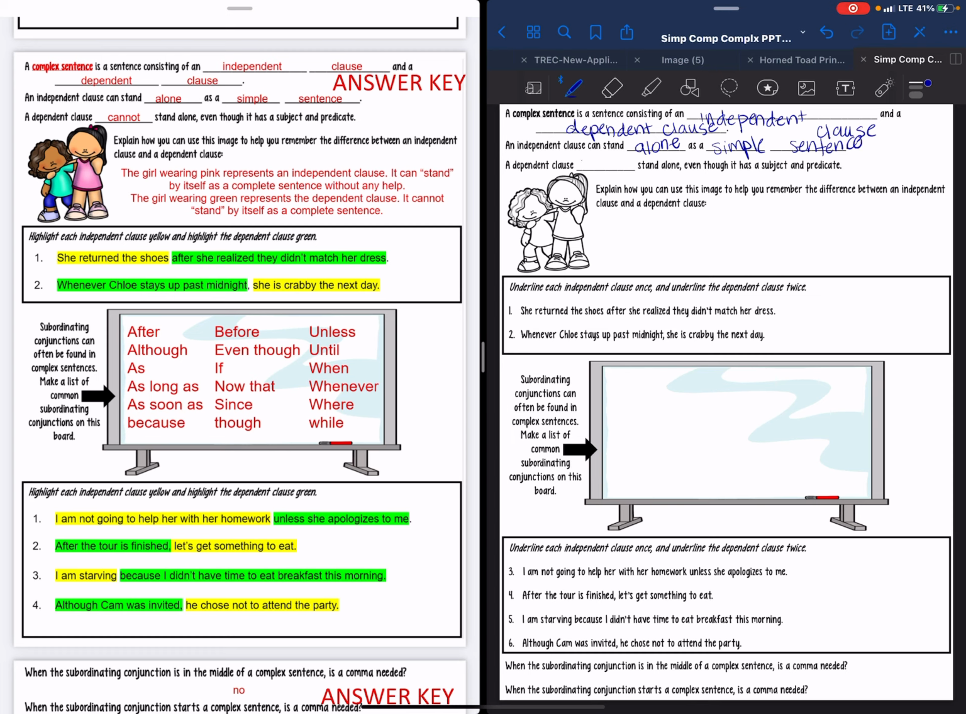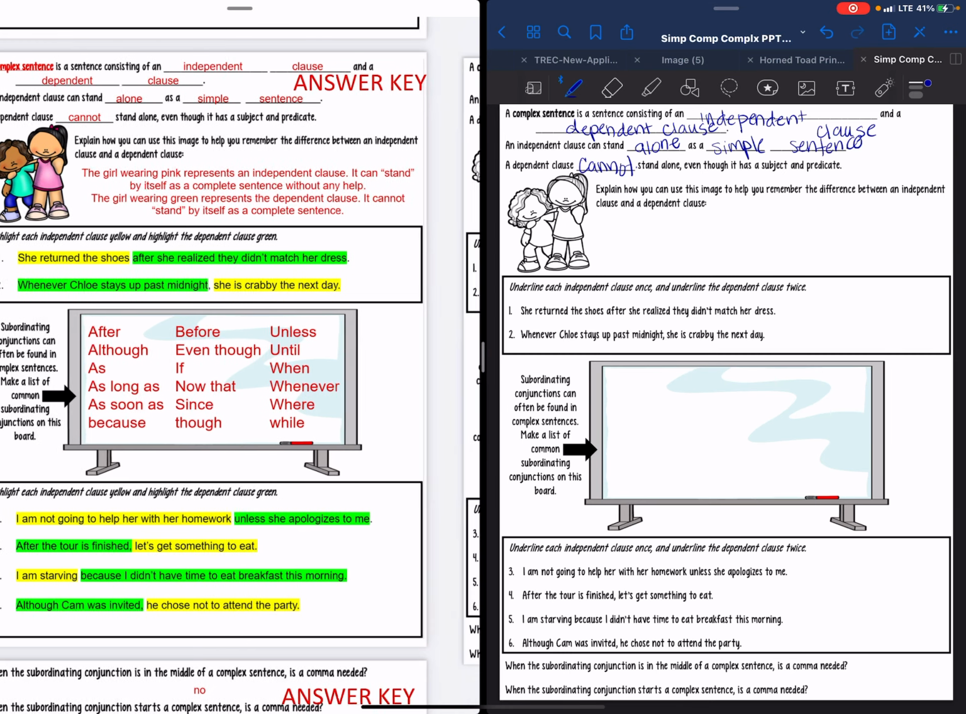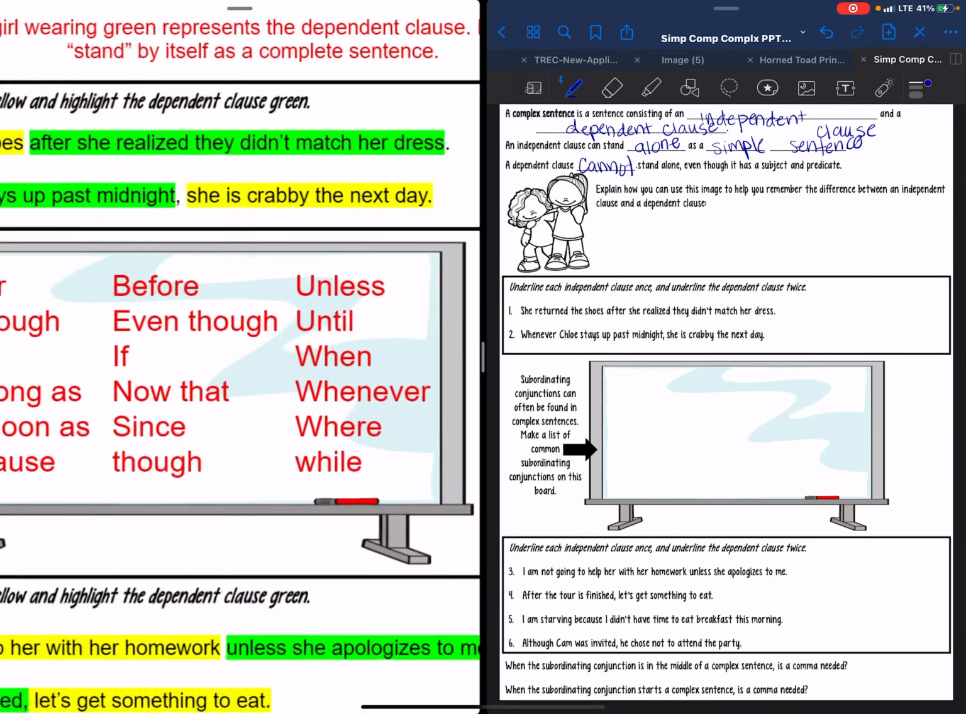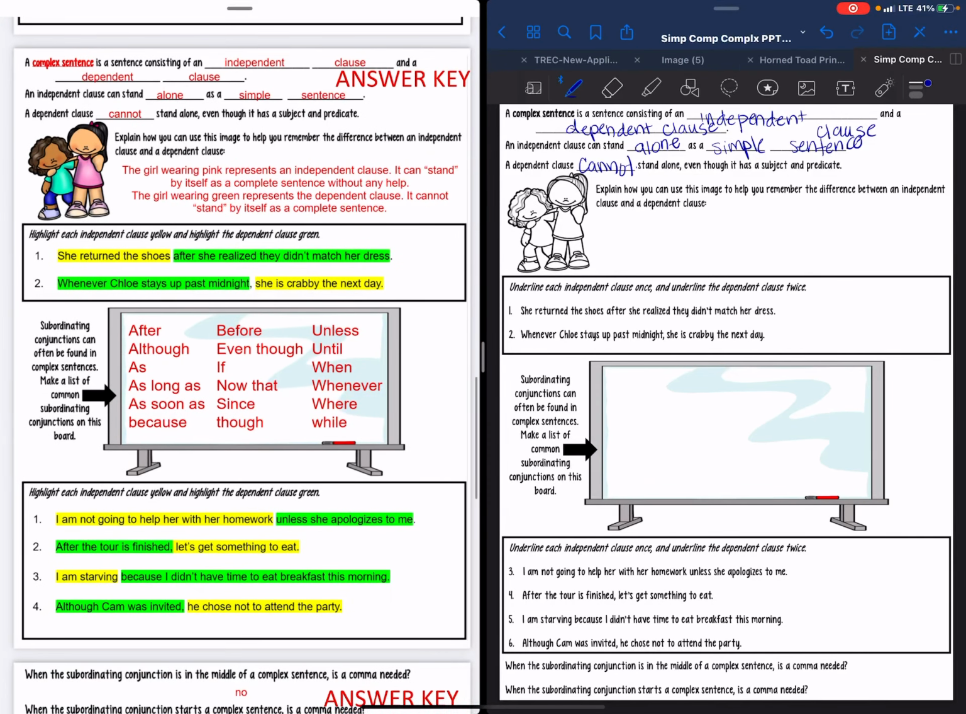A dependent clause cannot. And what you need to do is stop the video and then split your screen. And you need to write down all of these subordinating conjunctions right here in this one. After, although, as long as.